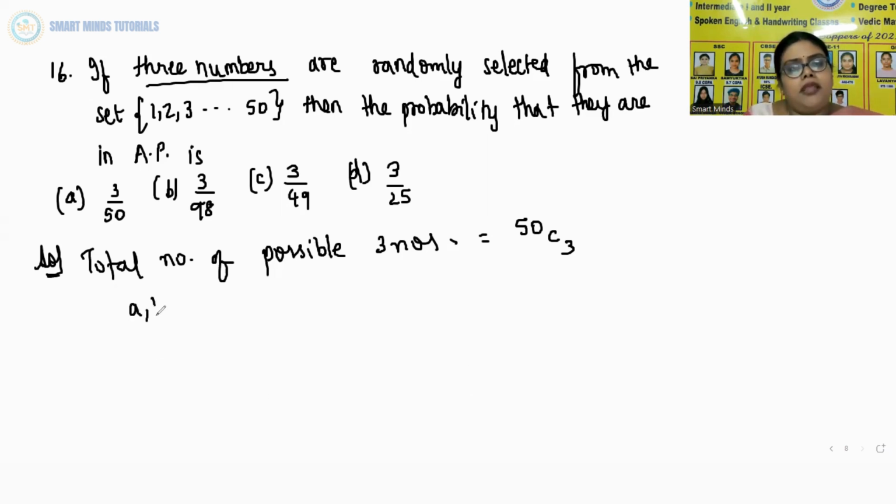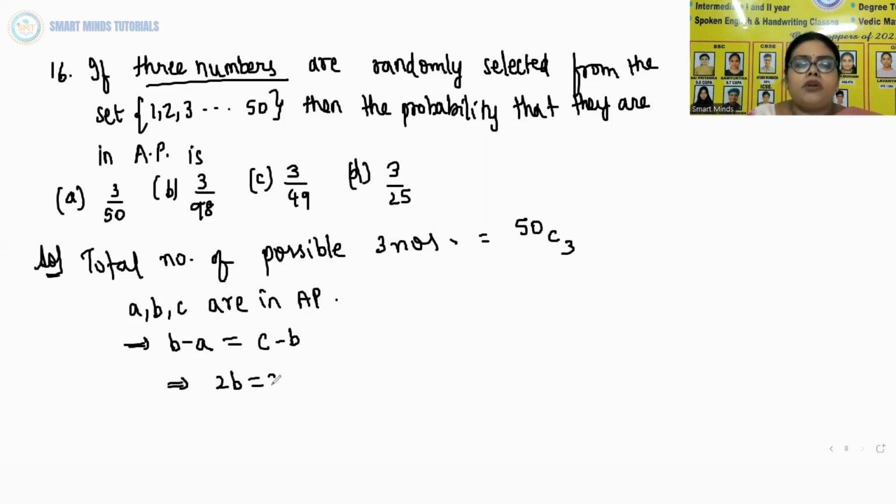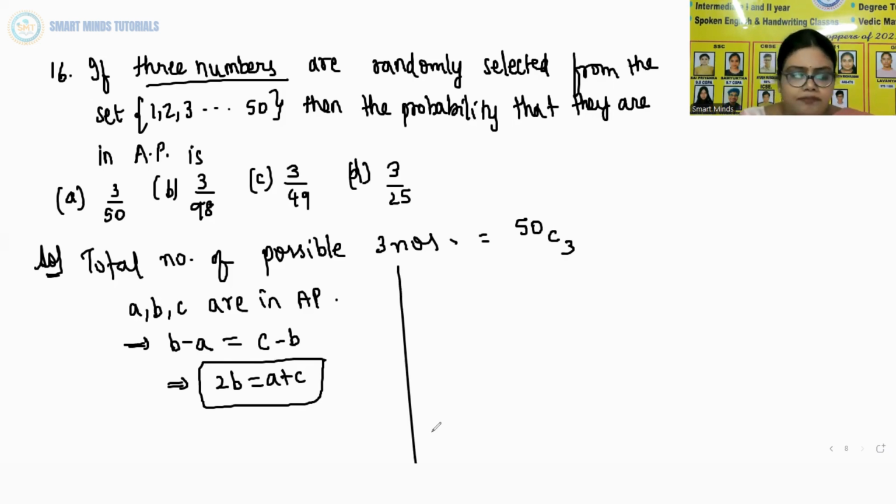Now let us say A, B, C are three numbers, and they are in AP. We don't know what the numbers are. What is the condition for three numbers to be in AP? We know that second number minus first number should be equal to third number minus second number. So we can write this as 2B is equal to A plus C. Whenever the numbers are in AP, you can always take this condition directly. 2B is equal to A plus C.